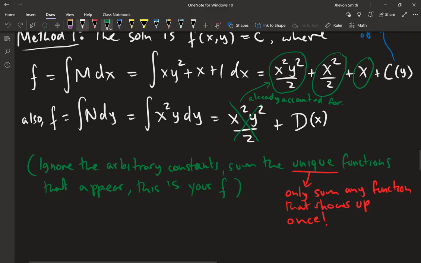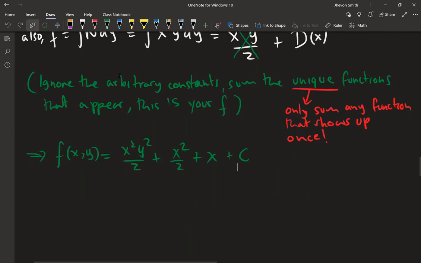So literally what I'm going to do with my f is just write down all the functions that show up and add them together. So this means that my, maybe I should write this in another color because this isn't going to be a part of the answer. This means that my f of xy is going to be x squared y squared over 2 plus x squared over 2 plus x, now plus a constant.